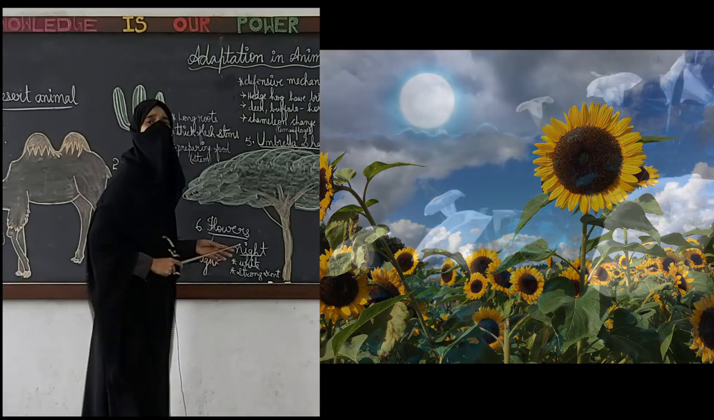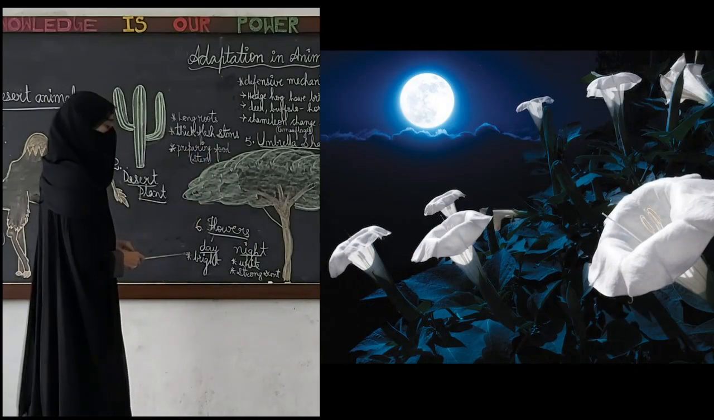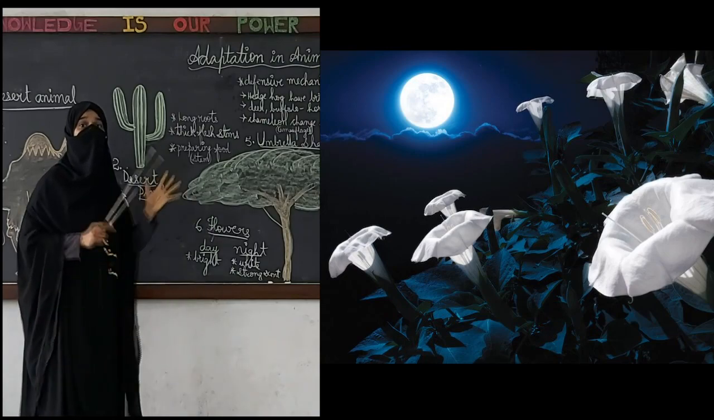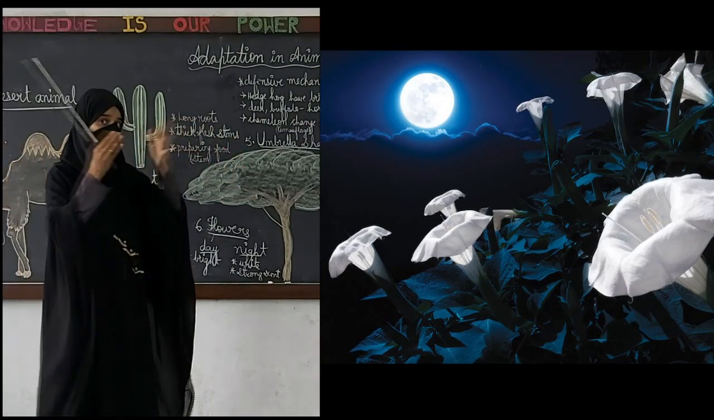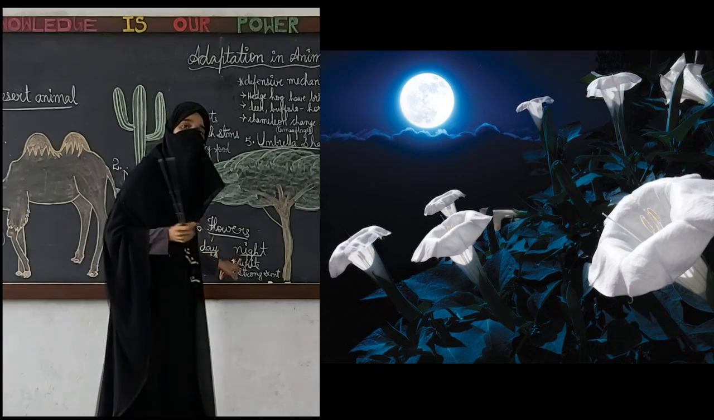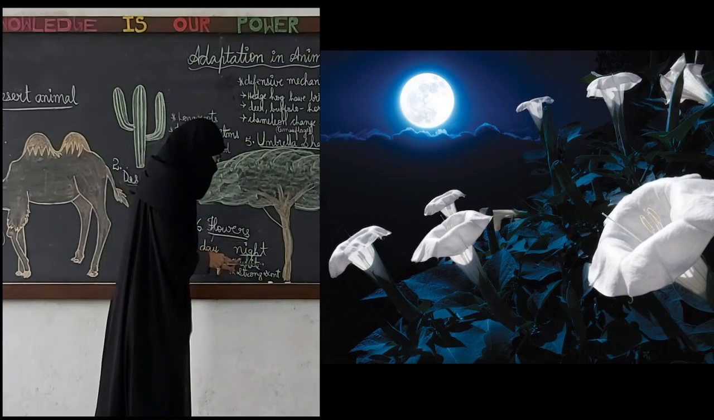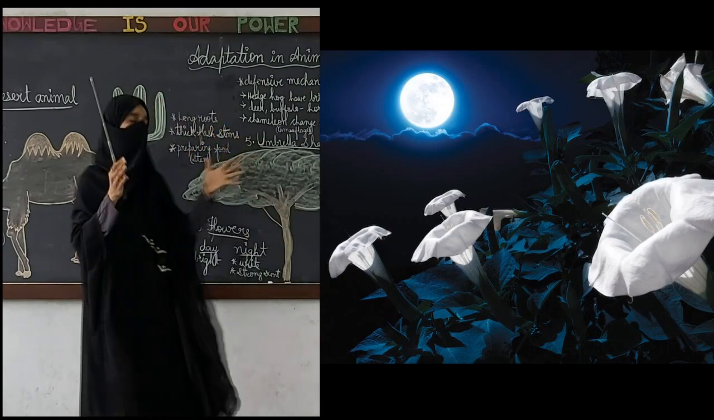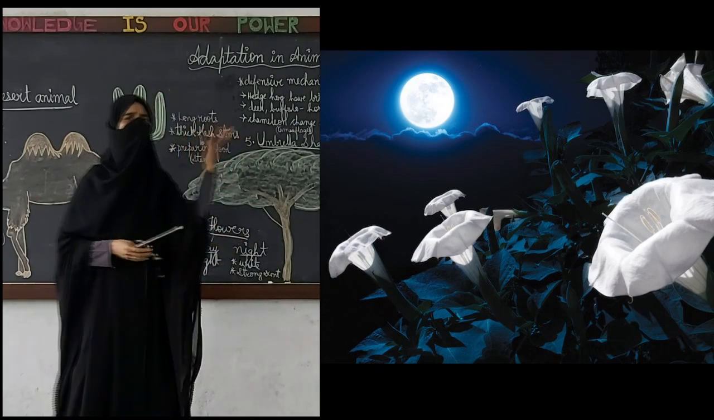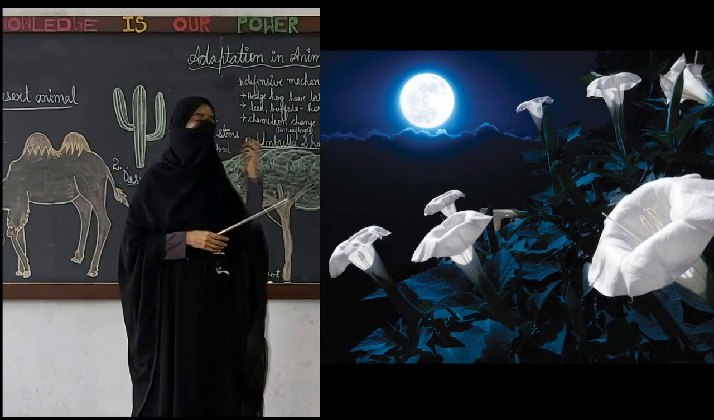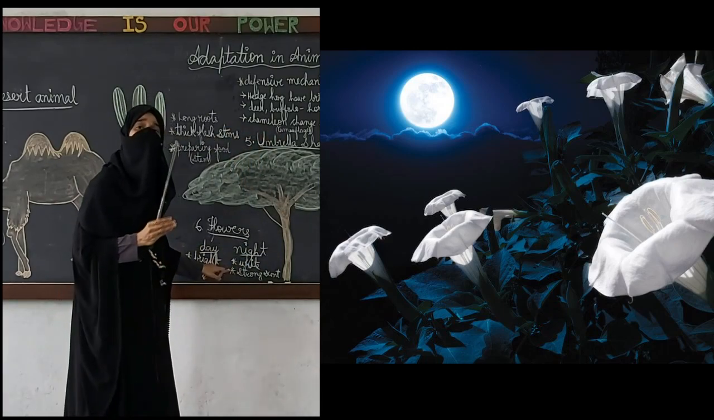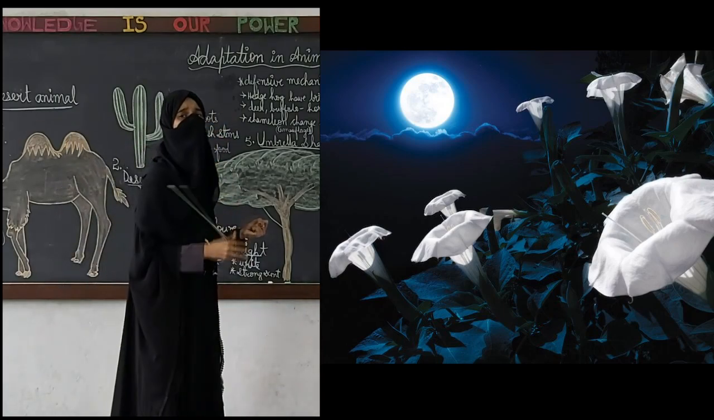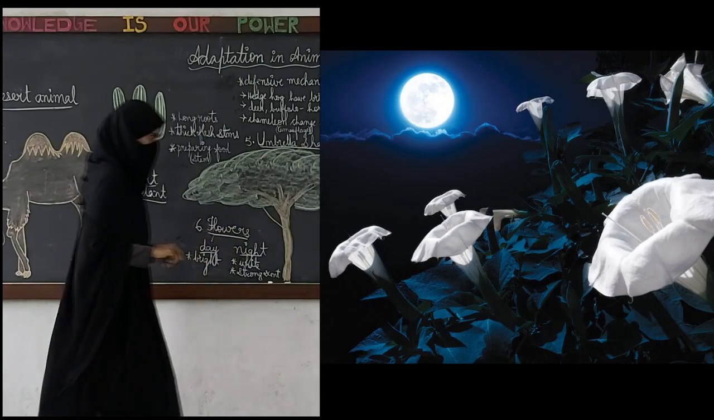And the flowers which bloom at night are white in color. Why is it white in color? So that it will be visible in the dark. During night it is very dark, so the flower blooms in white color, and it is very strongly scented. It has a very strong scent to attract moths and insects which are active at night.